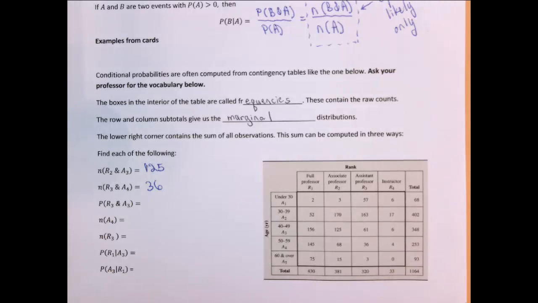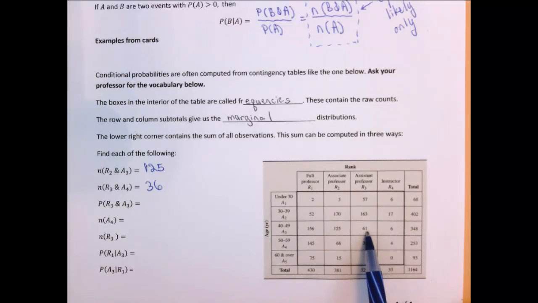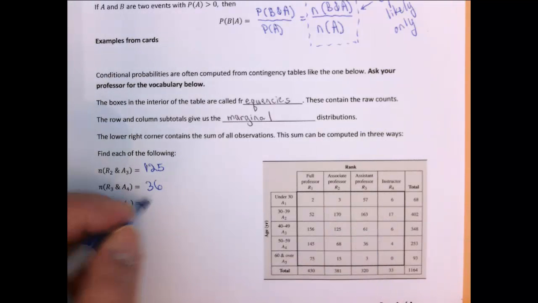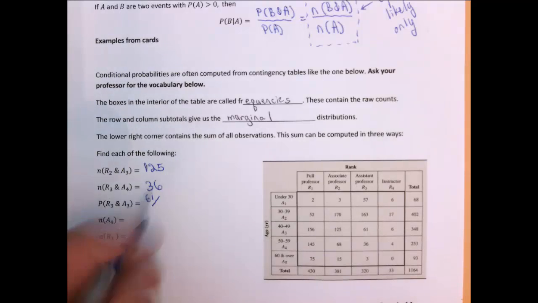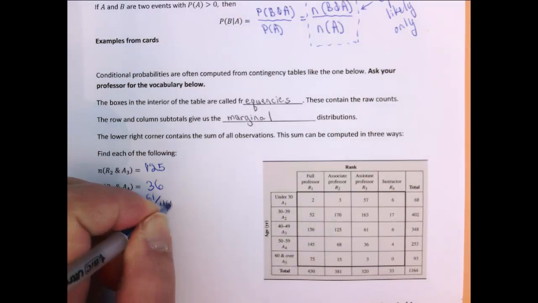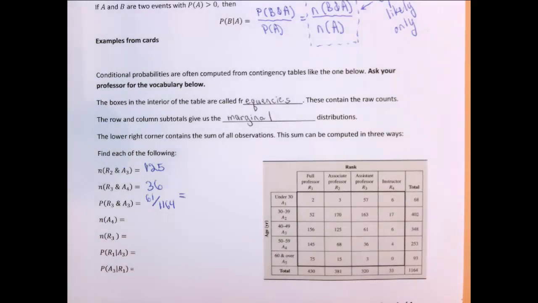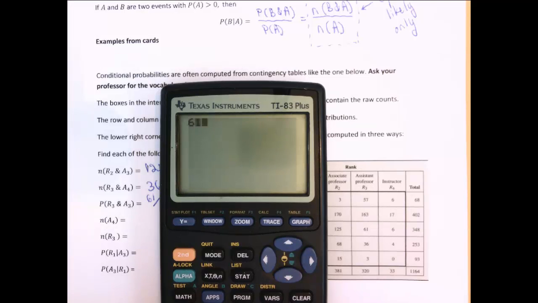The next question concerns a probability. What is the probability that a randomly selected member of the faculty will be in rank 3 and age 3? Age 3 and rank 3 is this cell here, so there are a total of 61 individuals in that category. There are a total of 1,164 on the faculty altogether, and therefore the probability is approximately 5.2%.